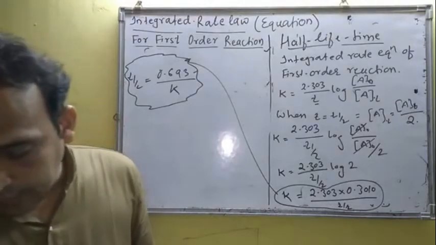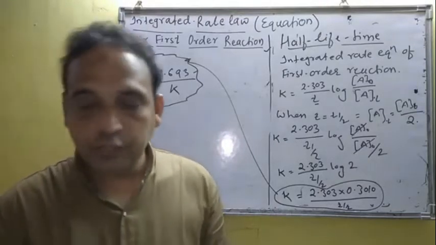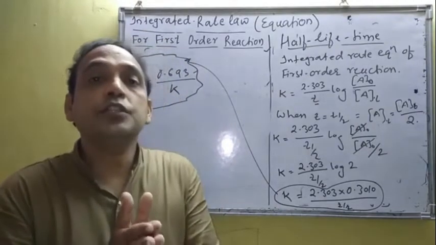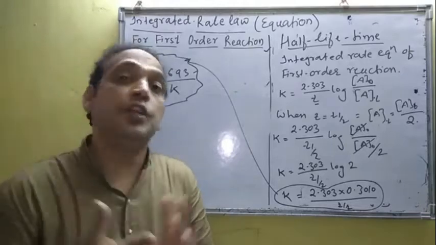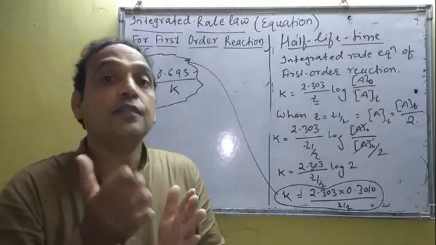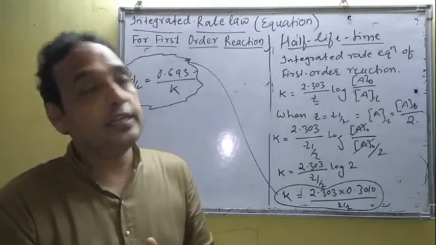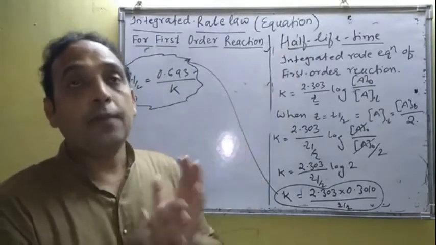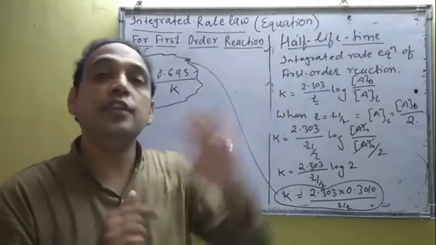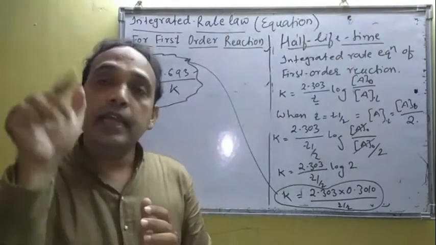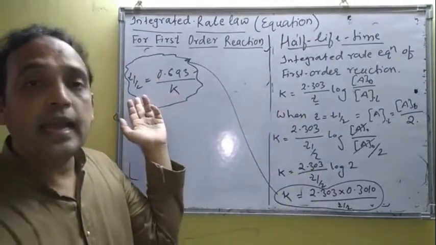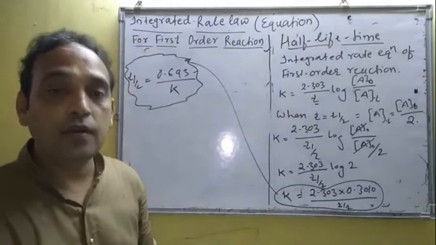So how to define the half-life period? The half-life of a reaction is the time required for reactant concentration to fall to half of the initial concentration. Reactant concentration falling to half of the initial concentration, that is called the half-life period. Now reactant concentration half means At becomes half of the initial, At becomes A0 by 2. Substitute all conditions and you will get here t half is 0.693 upon k.